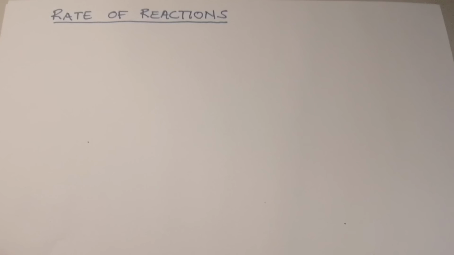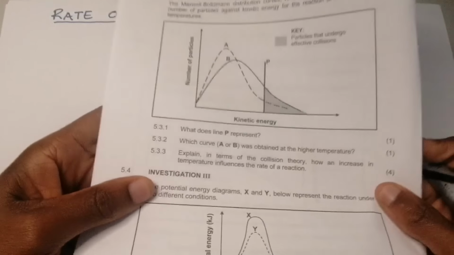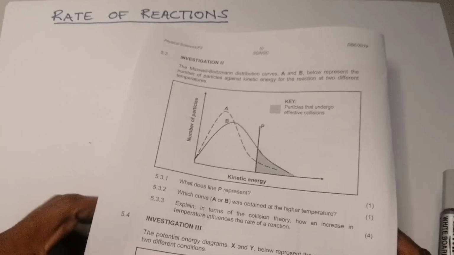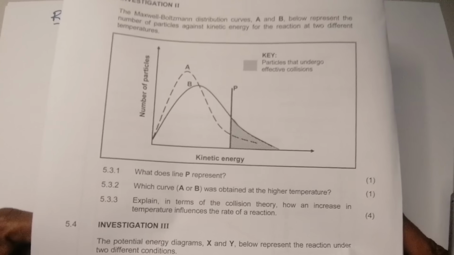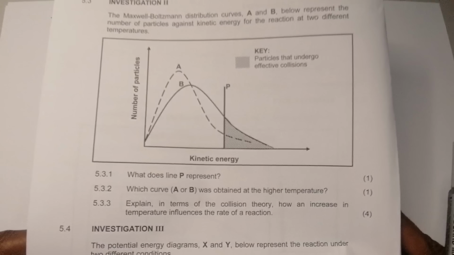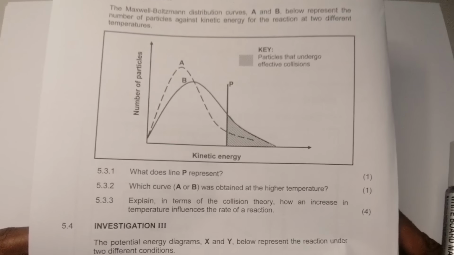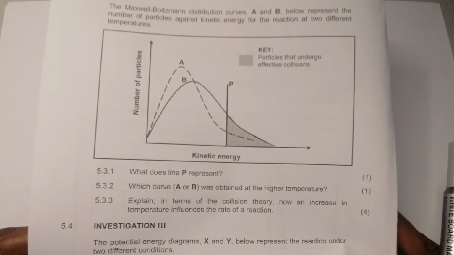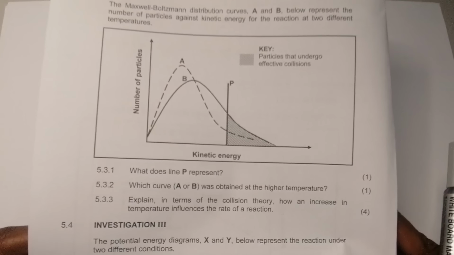Right, so now they give us the next question. The next set of questions based on the same investigation. Okay, now they say to us, so there it is. I'm just gonna bring it closer to the camera. They said the Maxwell-Boltzmann distribution curves A and B below represent the number of particles against kinetic energy for the reaction at two different temperatures.